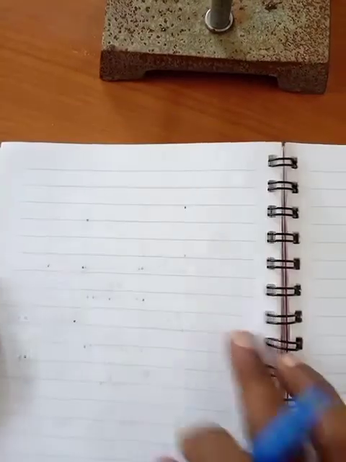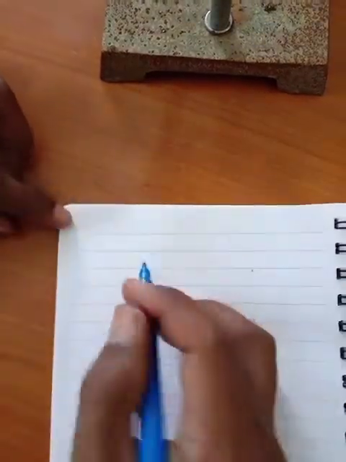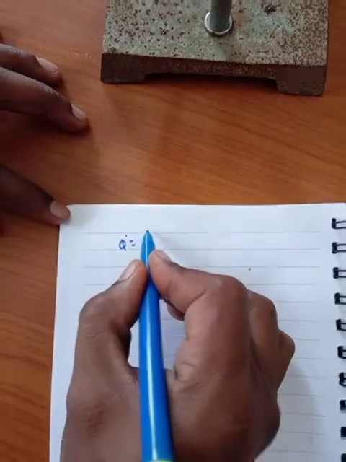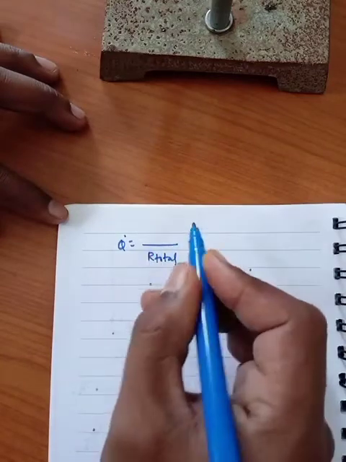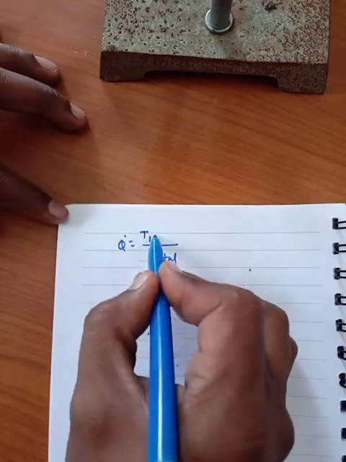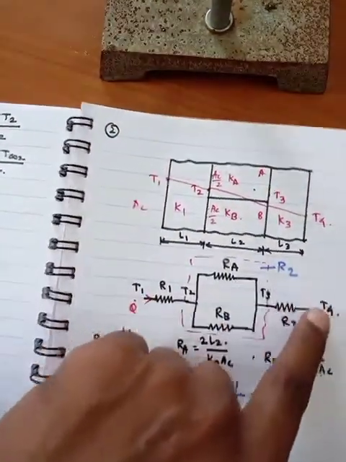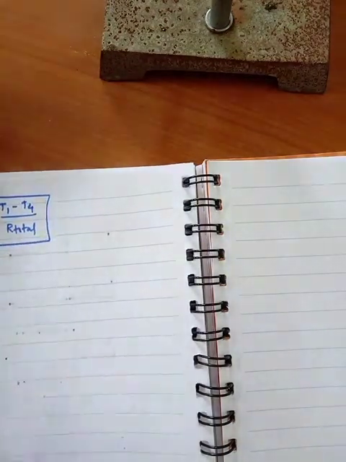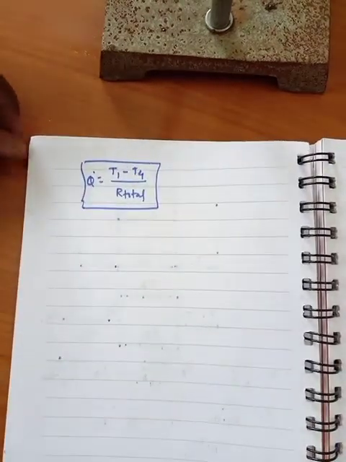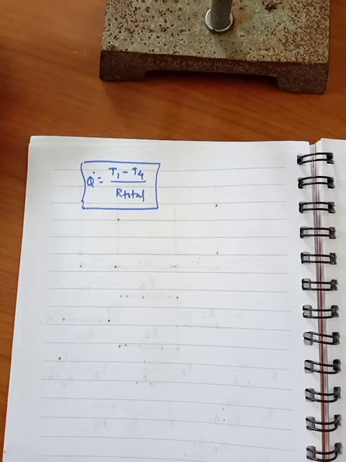And heat transfer we can find out with the same formula, Q is equal to total temperature difference divided by total thermal resistance. If you consider a total thermal resistance R total, then the temperature difference is the total temperature difference, T1 minus T4. So this is our formula to find out the total thermal resistance. Okay, so we will see this concept.